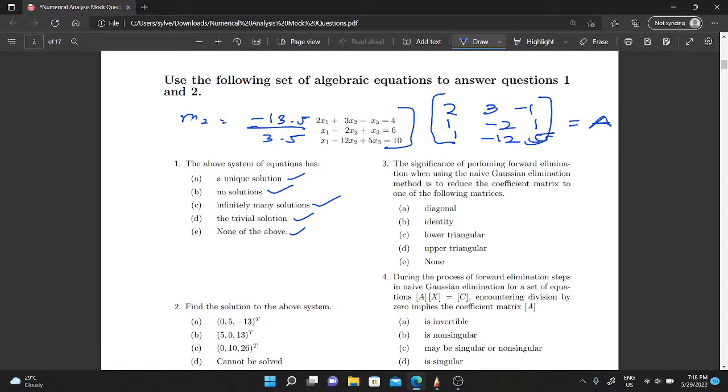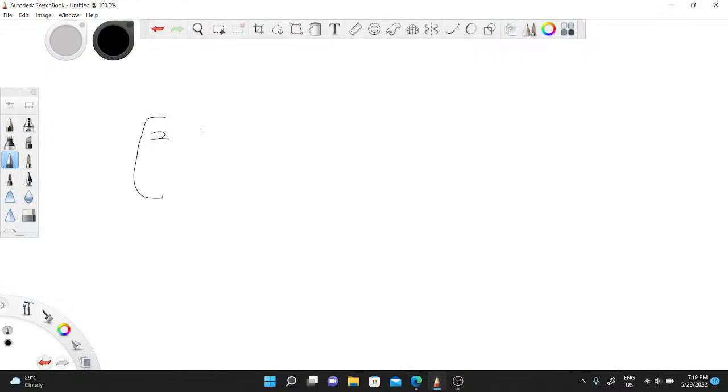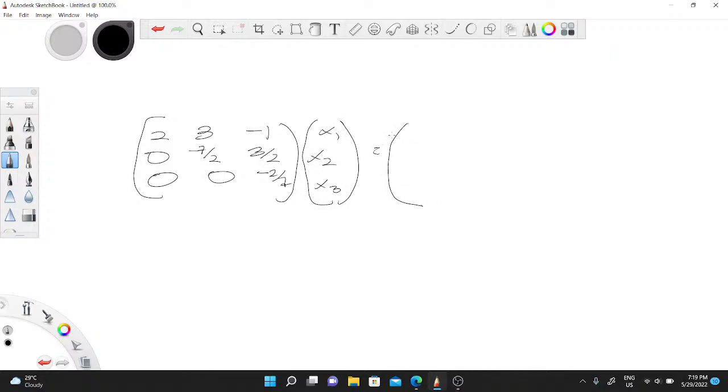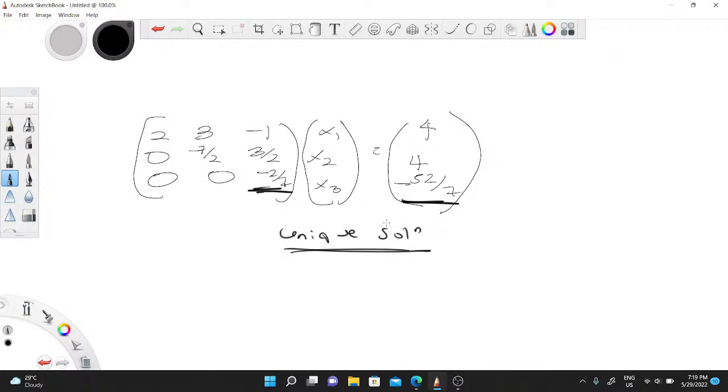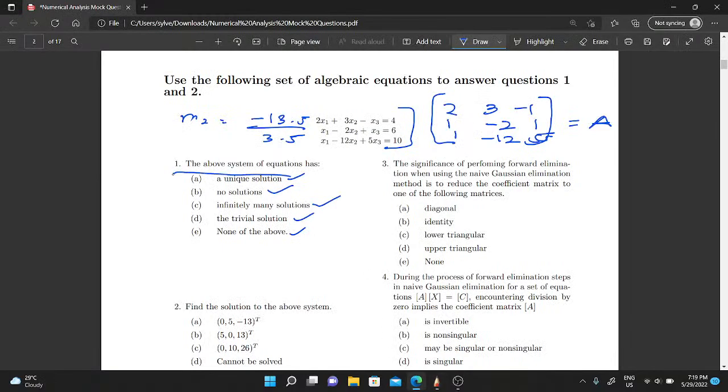So for this particular question, what we got at the end was 2, 3, negative 1, 0, negative 7 on 2, 3 on 2, 0, 0, negative 2 on 7, times x1, x2, x3 is equal to 4, 4, negative 52 on 7. So from this, you realize that your system would have a unique solution, because this is an actual value and this is an actual value. After doing all the division that you can do, you will still get an actual solution. So we maintain that it has a unique solution. I hope you do understand. The answer is E.